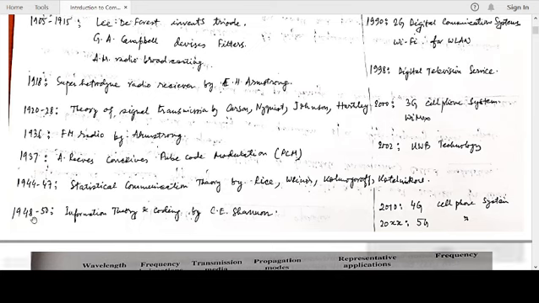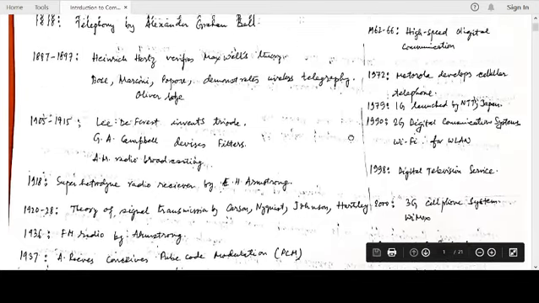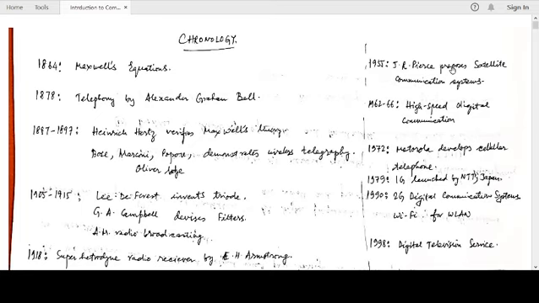1948 to 50 is known as one of the golden eras of communication. Claude Shannon developed information theory and coding. Classical papers developed the whole concept of information theory and henceforth coding theory. In 1955, J.R. Pierce proposed satellite communication systems. Satellite communication systems helped us in communicating over larger distances and the advent of modern day technology.